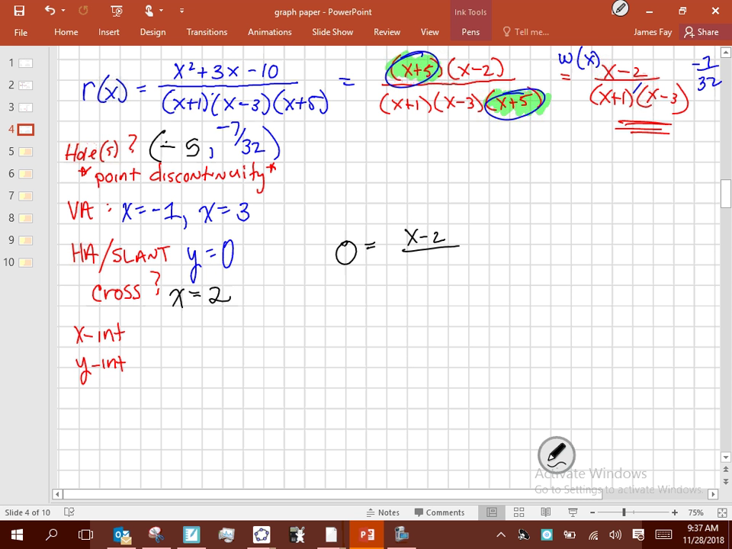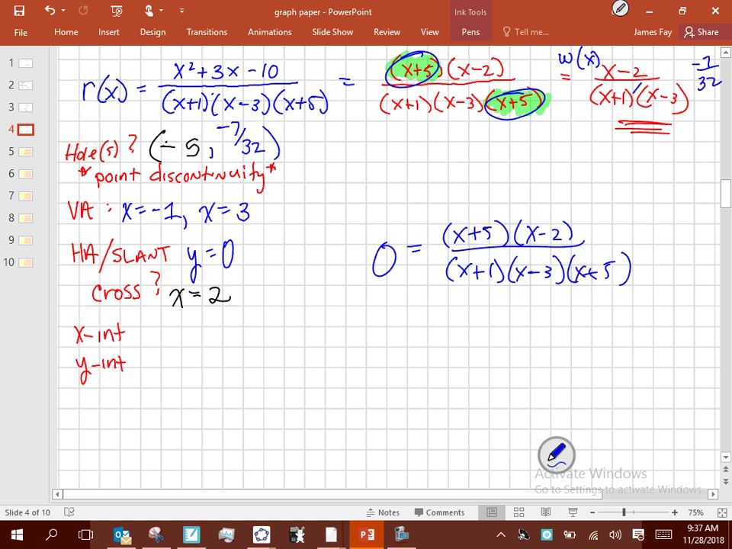Now, let's say I took the blue one. Took the blue one, which would have been 0 is equal to x plus 5, x minus 2 over x plus 1, x plus 2, x minus 3, x plus 5. And I see if my original function crosses that horizontal asymptote. Again, cross multiply or multiply by the LCD. Doesn't this thing go away? Make sense? Now what are you left with? X equals -5 and x equals 2, right?